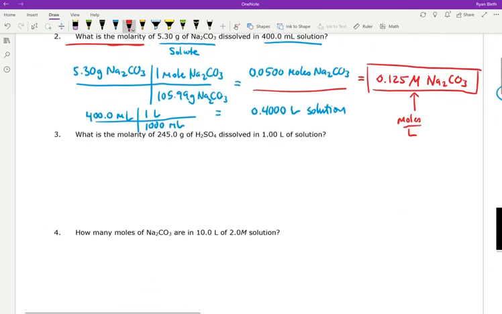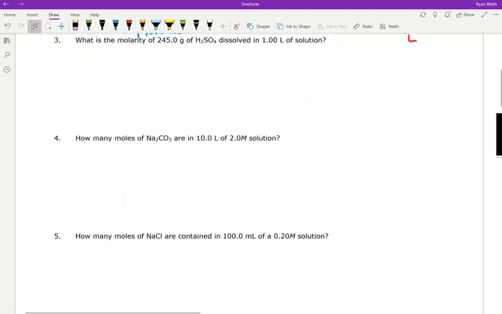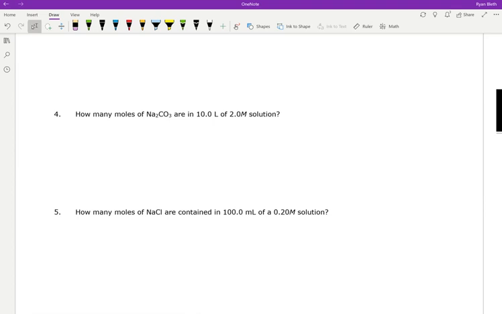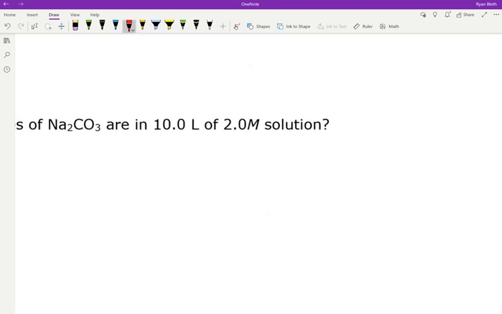All right. I'm not going to do 3. I'll leave that one for you. All right. Let's take a look at number 4. Number 4 says how many moles of Na2CO3 are in 10 liters of a 2 capital M solution. Remember, what does that mean to us? Take a second there when you see that capital M.